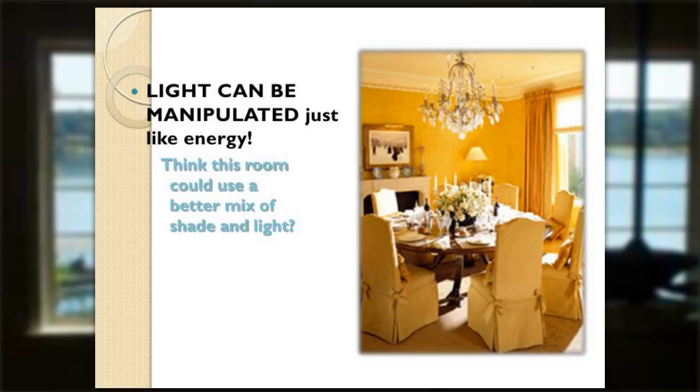Light can be manipulated just like energy. And in this room, we have an awful lot of sunlight coming through the window. And that added with all of this color of yellow, which is very bright, actually takes us over the top and takes us out of balance. As you're going to find out, certain rooms are more yin and certain rooms are more yang. A dining room should be more yang, but not to this extreme.